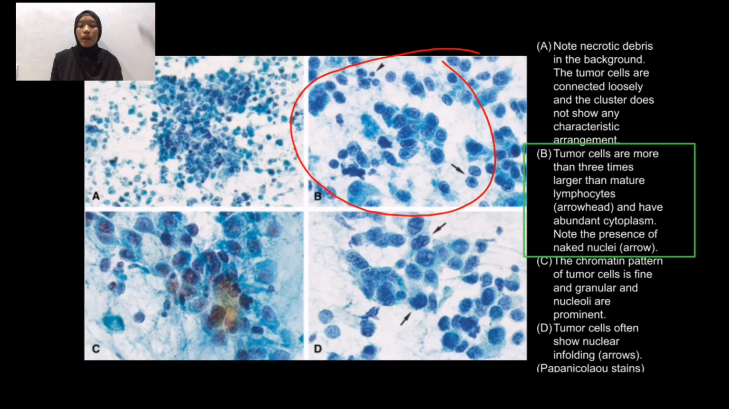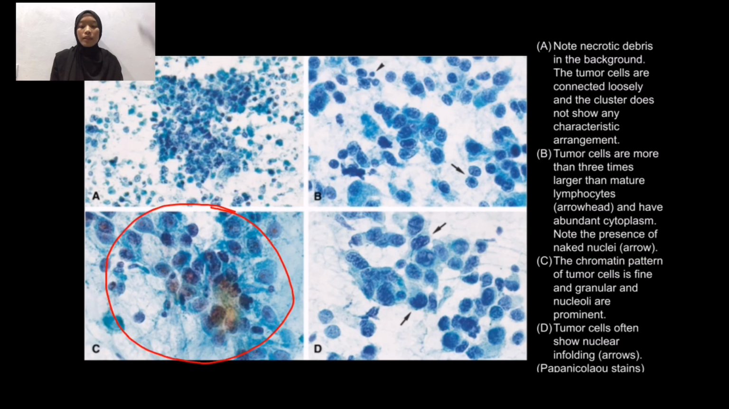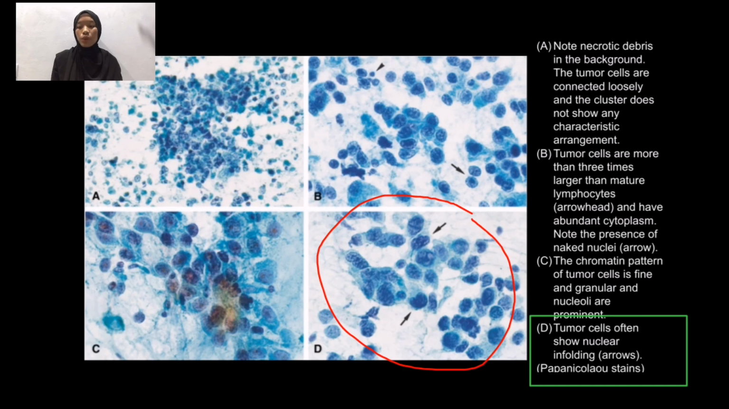B. Looking at the arrowhead, the tumor cells are more than 3 times larger than mature lymphocytes and have abundant cytoplasm. And the arrow shows the presence of naked nuclei. And C, the chromatin pattern of tumor cells is fine and granular and nucleoli are prominent. And D, if we look at the arrows, it shows tumor cells often show nuclear infolding.